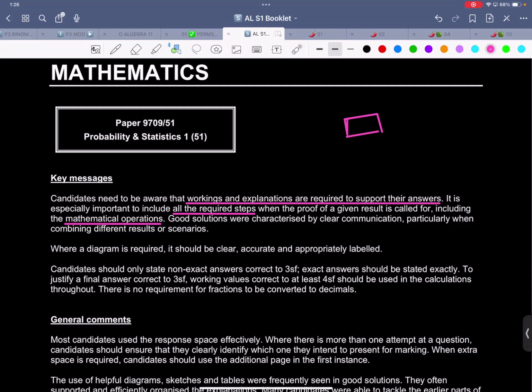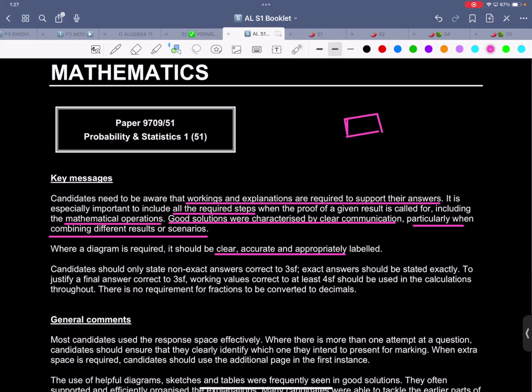Good solutions were characterized by clear communication, particularly when combining different results or scenarios. That means the different steps. Like, for example, in this particular question, I showed clearly that that is given, then the common thing, then the division, then the simplification. Where a diagram is required, it should be clear, accurate, and appropriately labeled. It could be a histogram, a CF curve, a box plot, a stem plot. A key should be given, a scale should be given, everything should be there. The axes should be labeled.